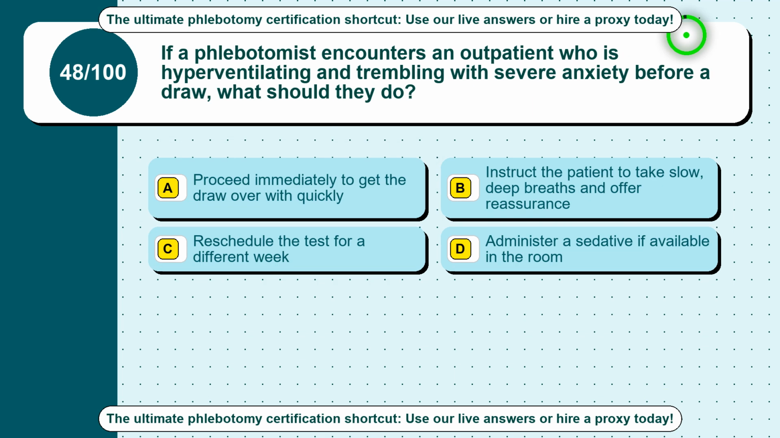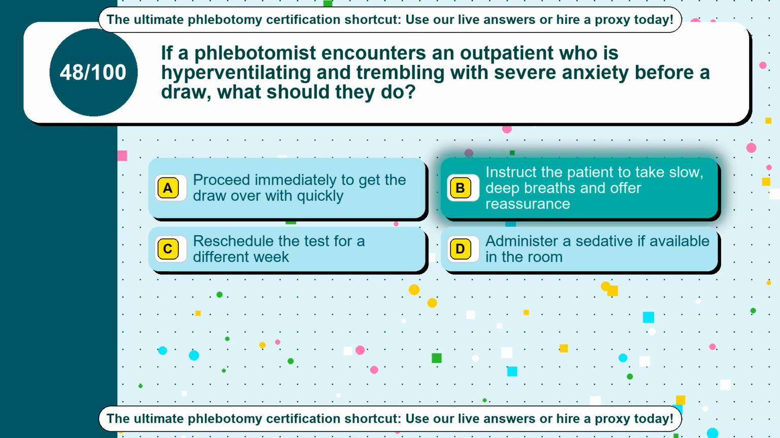Question 48. If a phlebotomist encounters an outpatient who is hyperventilating and trembling with severe anxiety before a draw, what should they do? Option A. Proceed immediately to get the draw over with quickly. Option B. Instruct the patient to take slow, deep breaths and offer reassurance. Option C. Reschedule the test for a different week. Option D. Administer a sedative if available in the room. The correct answer is option B.